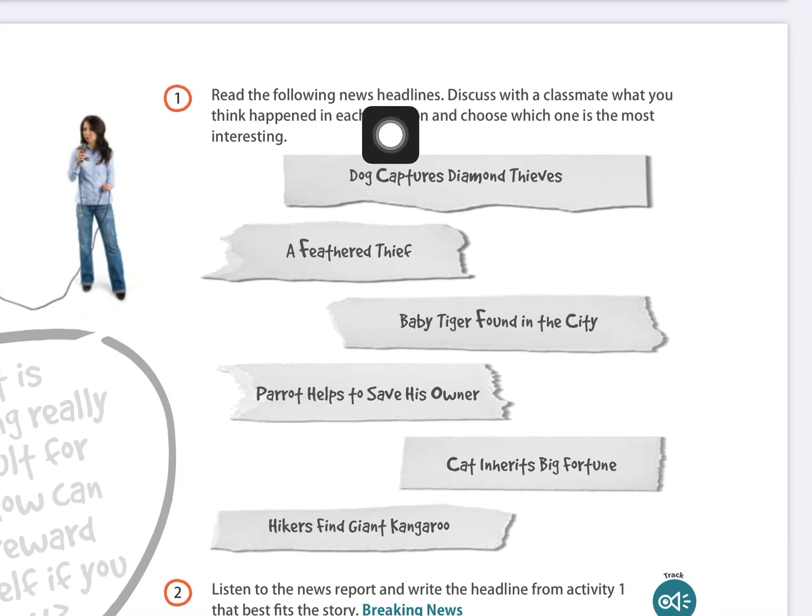Read the following news headlines, like the titles of the articles of news. And it says, discuss with a classmate what you think happened in each situation and choose which is the most interesting. Yes, you're going to read this with a partner, with a classmate.